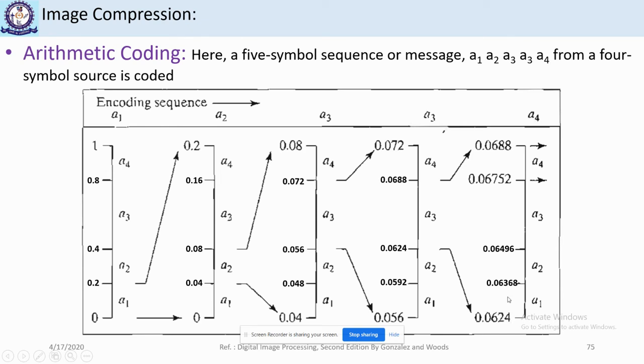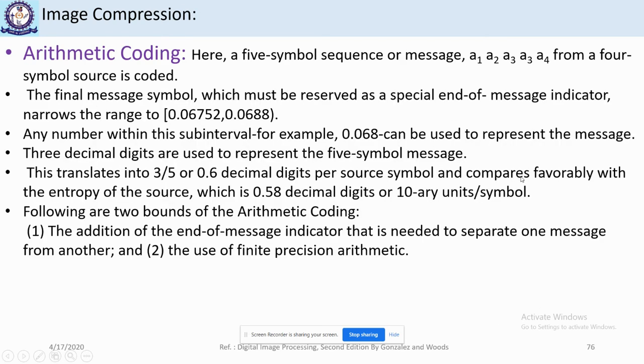So the first range we get is this, second here, and third here, and the fourth will be from 0.06752 to 0.0688. Now the last symbol is A4. The last range we have got is this one, from 0.06752 to 0.0688. Now this message, or this sequence of symbols, can be represented by any number between these two numbers. It can be represented by any number which falls in this range. That is called arithmetic coding. So the final symbol narrows the range to this range.